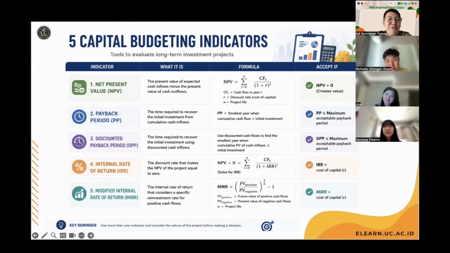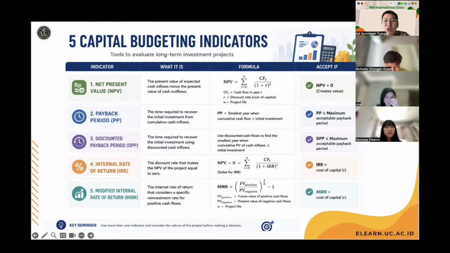The fourth and fifth one are almost the same as well. They are internal rate of return and modified internal rate of return. In internal rate of return, we basically calculate the discount rate that makes the NPV equal to 0. If the IRR is higher than the R, or cost of capital or required return, we can accept. So does MIRR. If MIRR is higher than cost of capital, we should accept it. In MIRR, the difference is that we consider the reinvestment rate for positive cash flow.